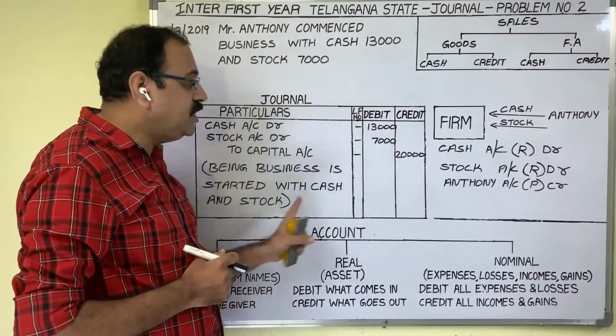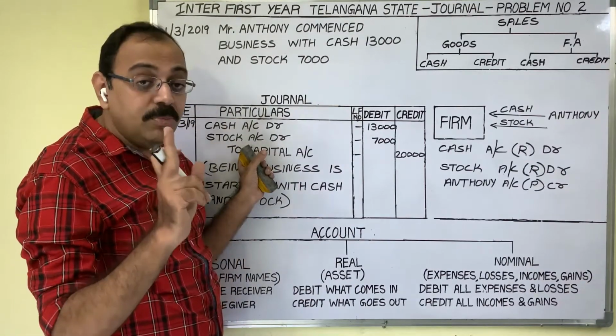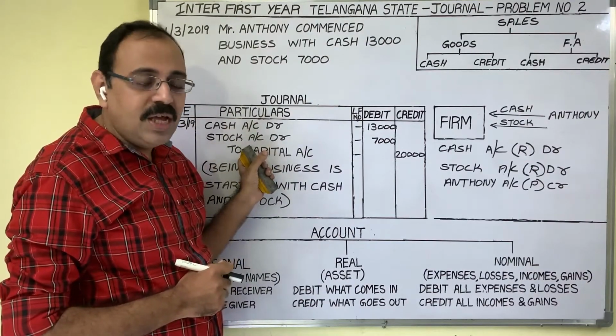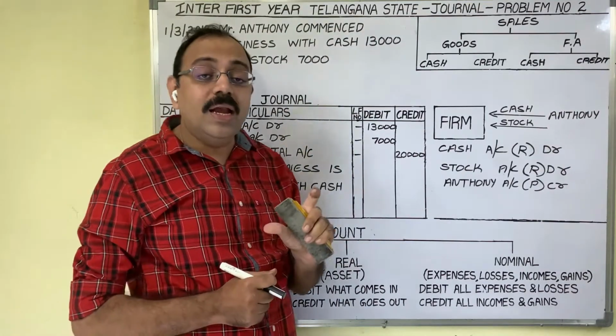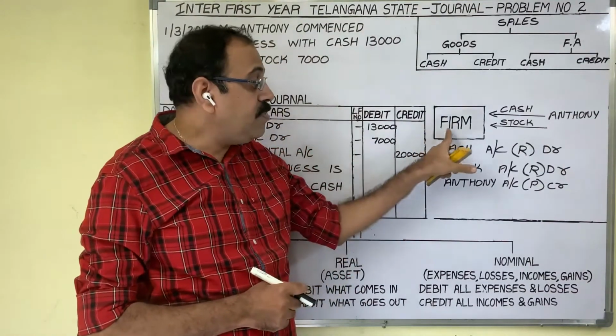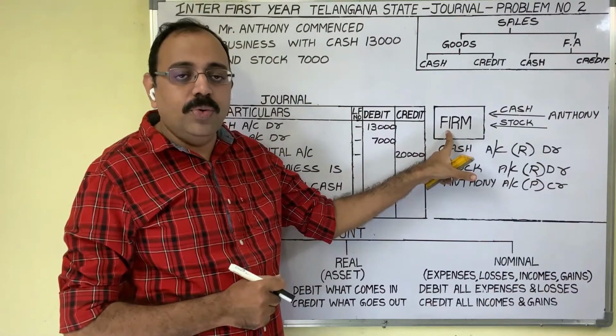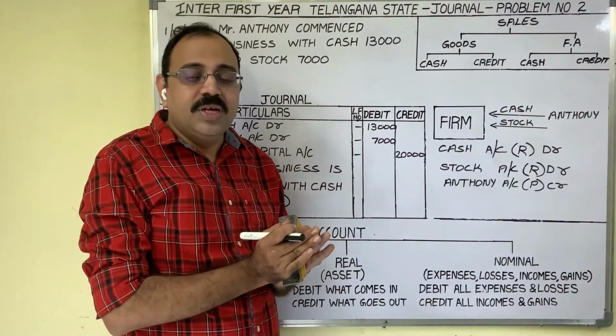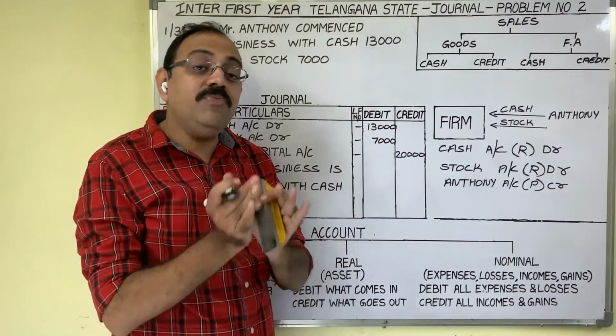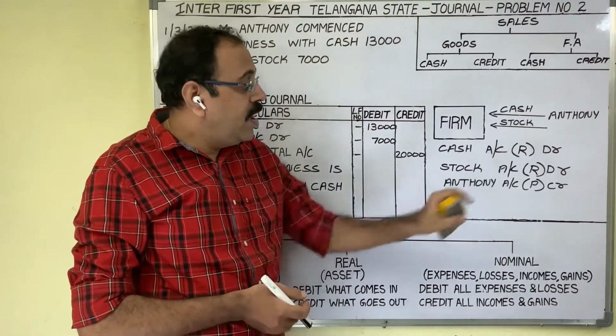Before writing journal entries, remember one important point. While writing journal entries, we should always analyze every transaction from the firm's point of view. Your assumption is that you are an accountant of the firm. So analyze the transaction from the firm's point of view.